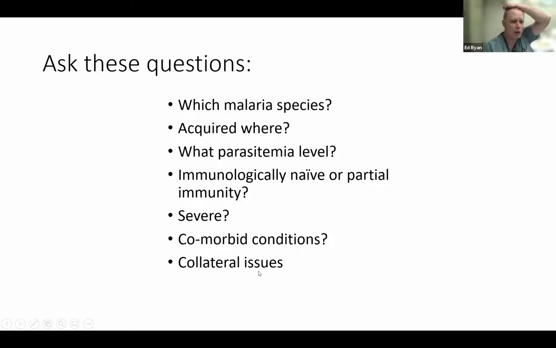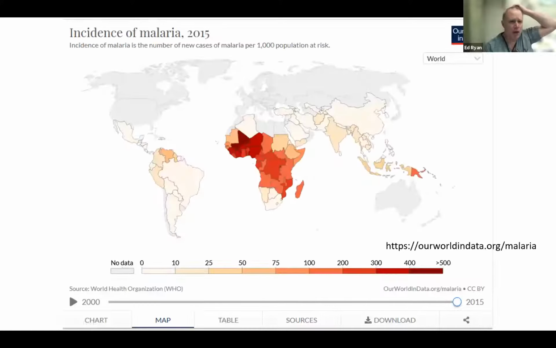Do they have comorbid conditions? And are there collateral issues, et cetera? You know, what's their housing situation, et cetera? These are all things that you have to figure out. So let's just do a bit of global epidemiology.